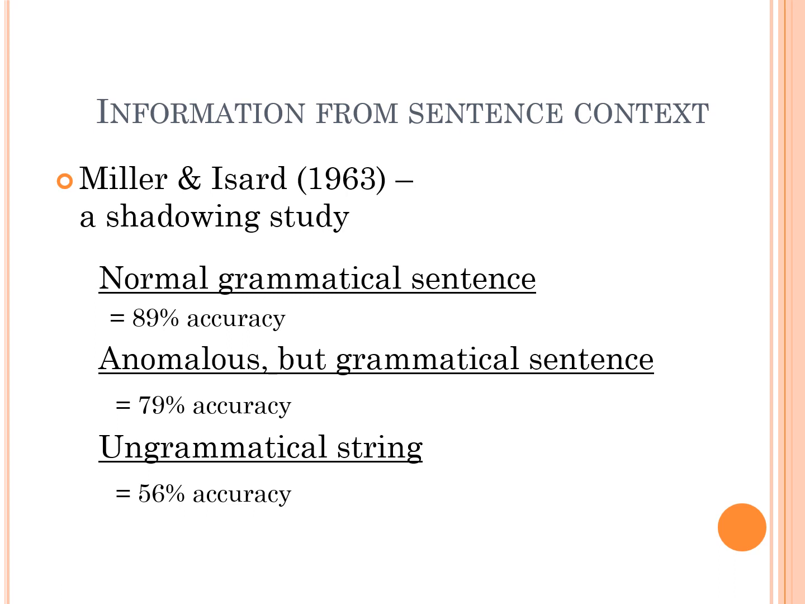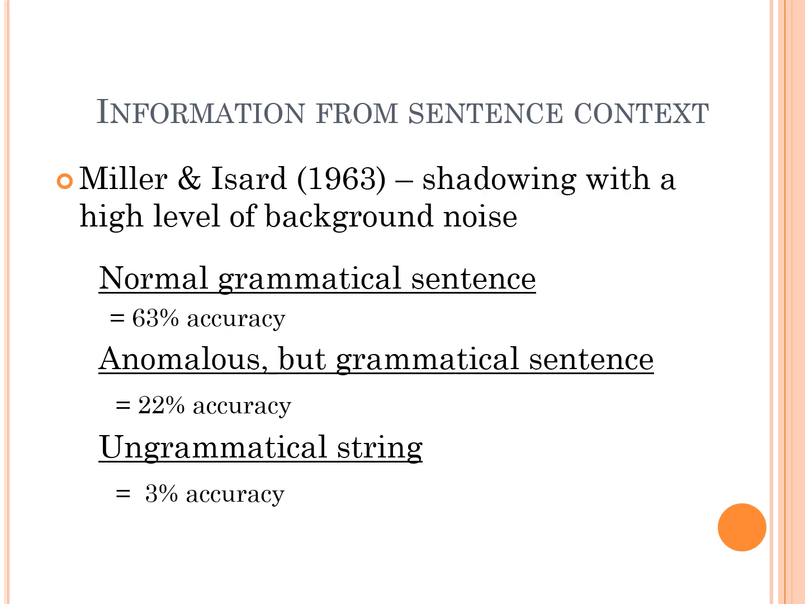With the anomalous but grammatical string, they are at 79% accuracy, so we've lost some of the accuracy there, losing the semantics, the meaning. But notice what happens when we get to an ungrammatical string. Now we don't have the structure or the meaning, and I lose it down to 56% accuracy. And this example is actually without noise, me just repeating, but let's add some noise.